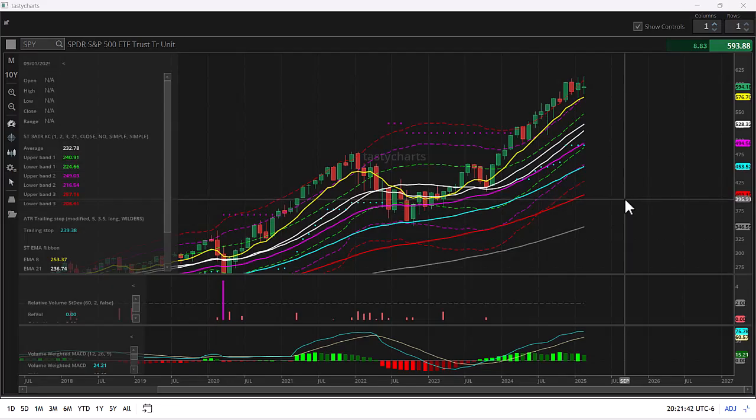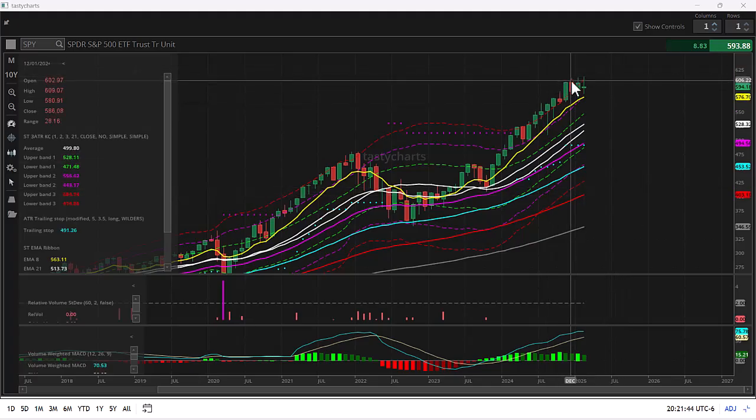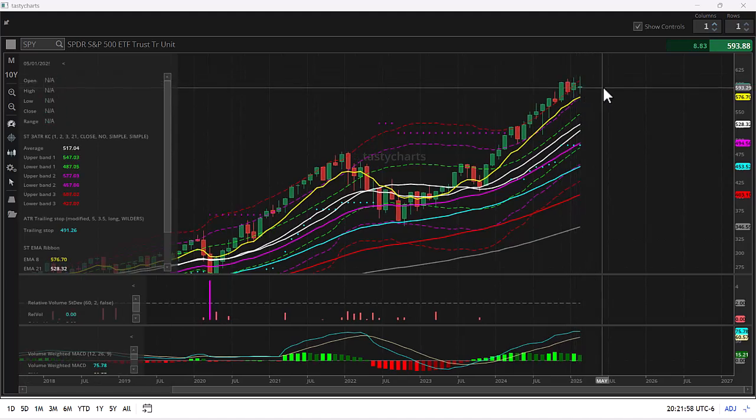Moving over to the Tasty charts here for the monthly, you can see just how extended we were going into that November candle. So far, pullback in time. Are we going to continue to reject? We're back below that highest ATR band now. That's sitting at 607.02. We finally pulled back below it.